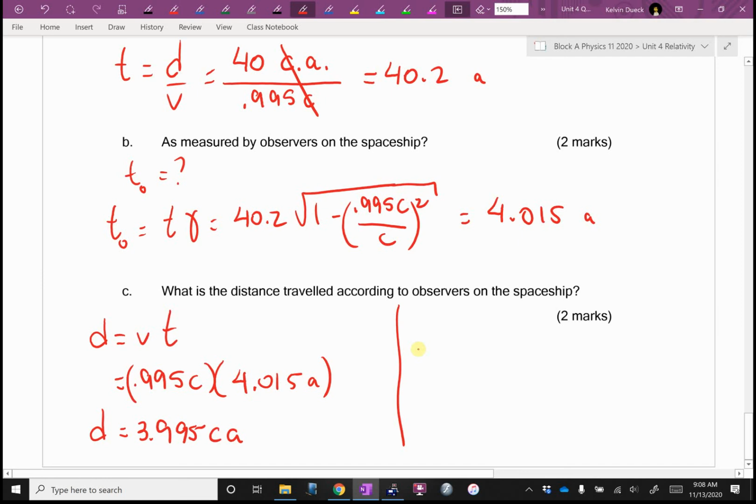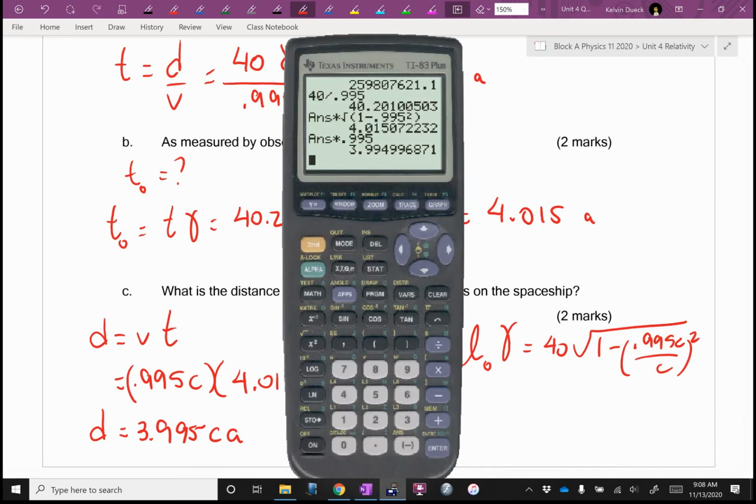Or you could have done it this way. We are finding the relativistic length. So the original length at rest was 40. The speed we're traveling at is 0.995 c. So you could also have gone 40 times the square root of 1 minus 0.995 squared. And what I love is you get exactly the same answer. This is a confirmation that the length equation works. I never derived the length equation with you folks.